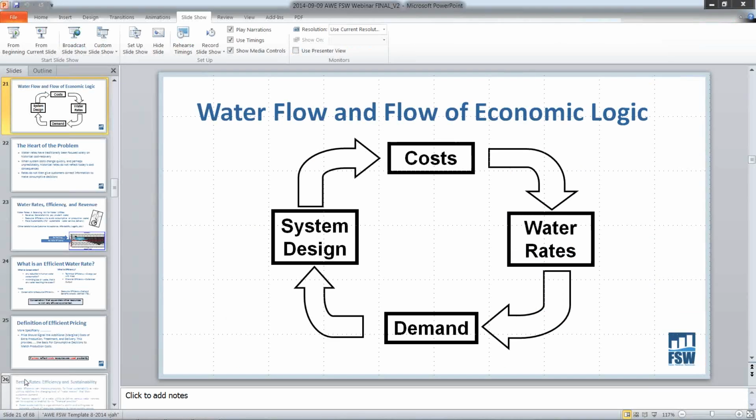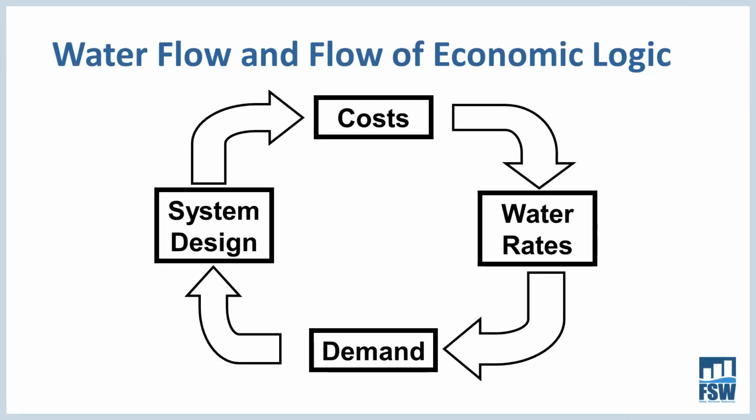Water utilities design their systems. It takes cost to build it and to run it. Water rates are used to recover some of those costs, which in turn have an effect on water demand, which in turn can affect system design. So it's important to understand how these interconnect.